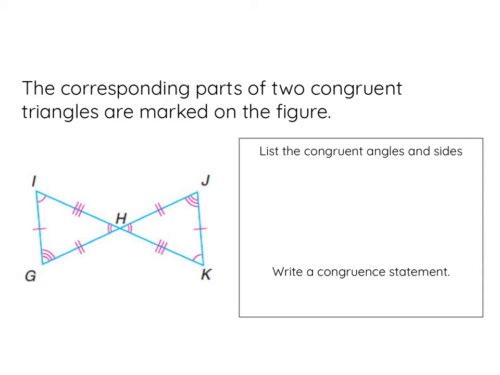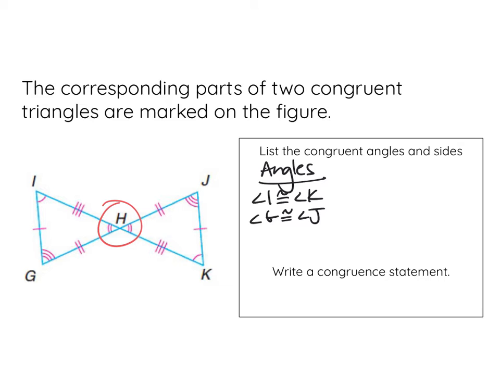So one of the things you might be asked to do is to take a look at a diagram, determine what parts are congruent, and then write a congruence statement. So let's start with the angles here. Okay, so I can see angle I is congruent to angle K because they both have one arc mark, right? Angle G is congruent to angle J because they both have 3. And then if I look at these angles in the middle, I know that those two are congruent because they each have 2 tick marks.